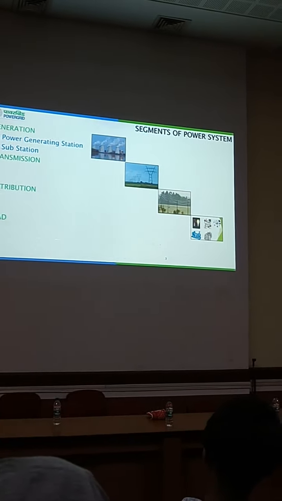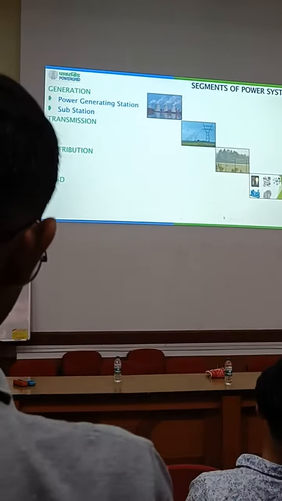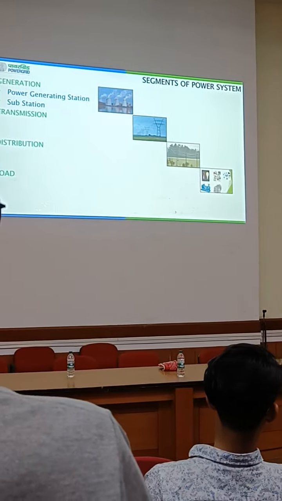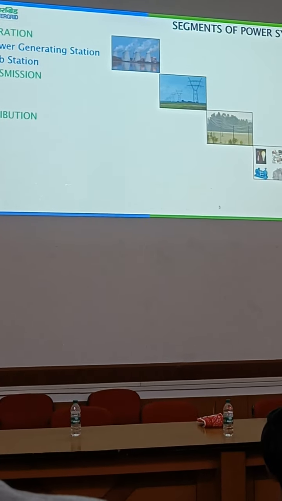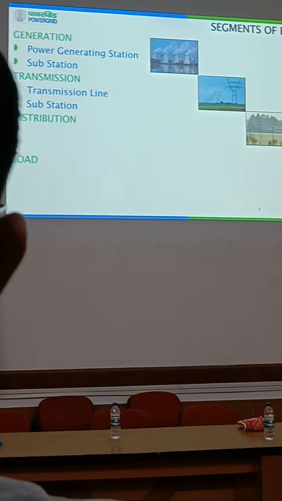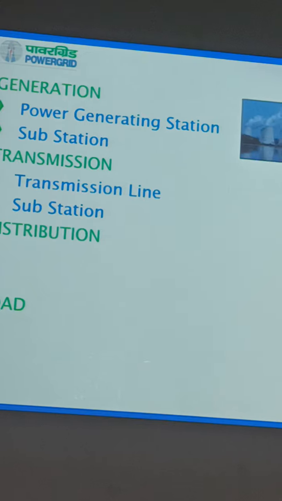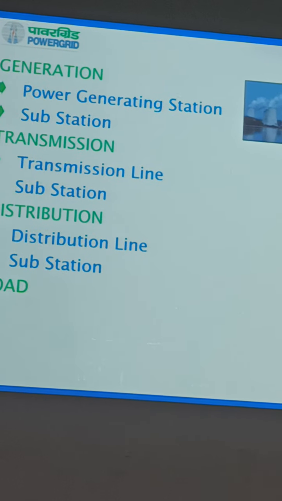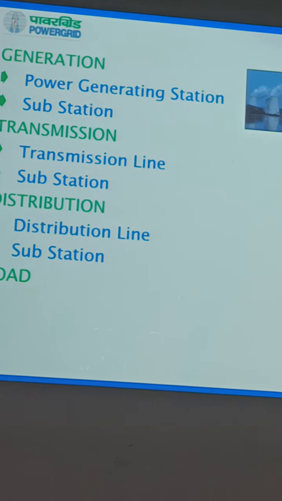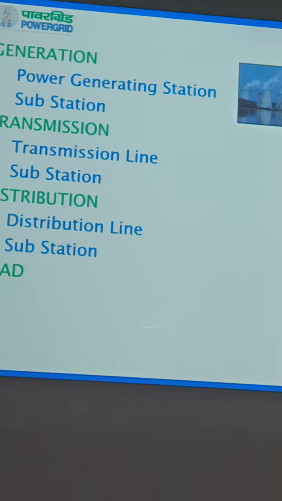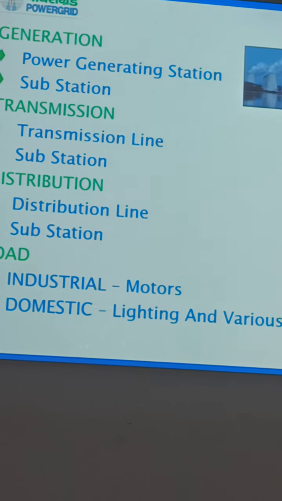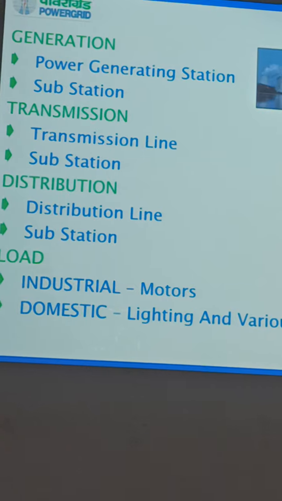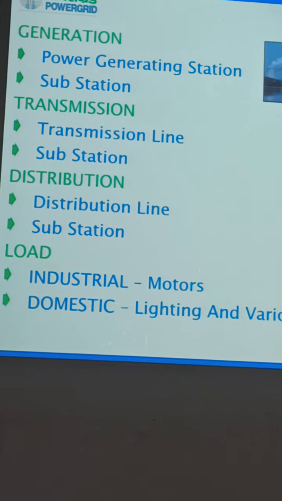Now in generation, you will find two things. One is the generating station and the associated substation. There will be a substation attached to the generation. In transmission, you will find transmission lines and substation. In the distribution system also you will find distribution lines and substation. And load, of course, there are two types of load. One is industrial, one is domestic.